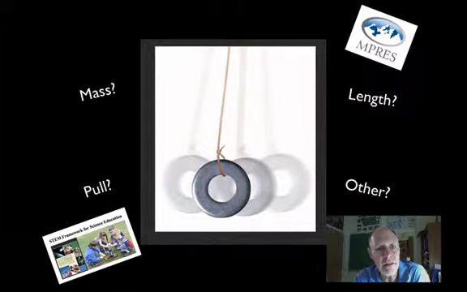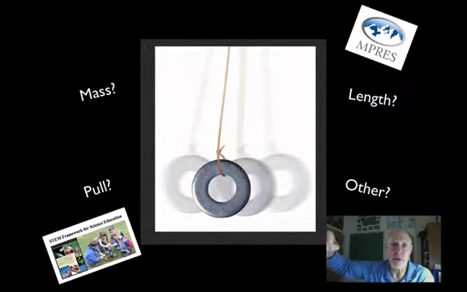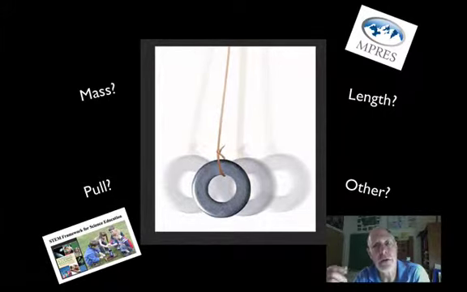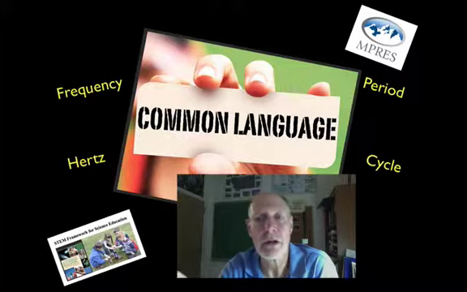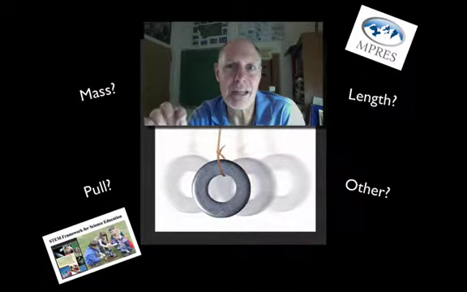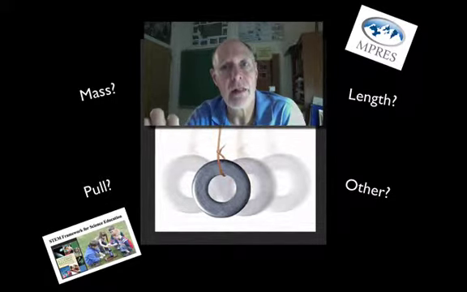So is it the length? Is it the mass? Is it how far back you pull it? Are there other variables that will affect how fast or slow a pendulum swings? At some point we needed to also talk about some common language around pendulums. So we talked about frequency and period, cycles and hertz. But the primary focus here was to get you to determine what are the variables that will affect the swinging time of a period.